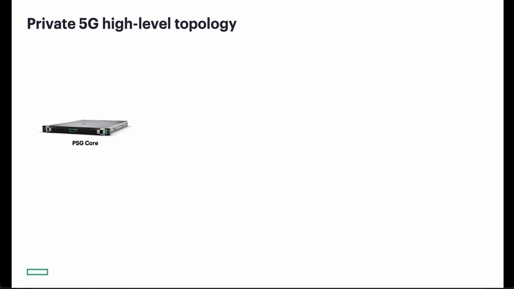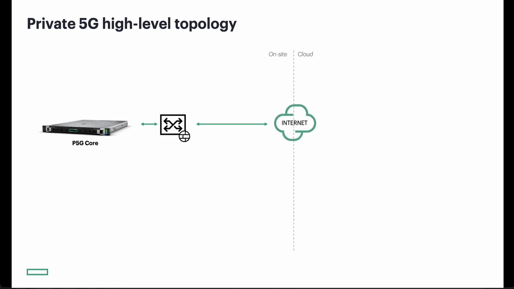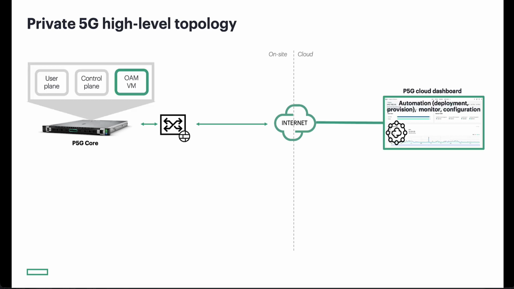Here's how it works. The M2000 core is unboxed at the customer site and plugged into the infrastructure, such as an uplink switch or router. Once the M2000 core is connected to the upstream switch and powered on, it gets a DHCP IP on the management VLAN. The operations and management agent in the M2000 core then establishes a secure tunnel to the P5G cloud dashboard. From here, the core can be deployed, which we will cover in detail shortly.